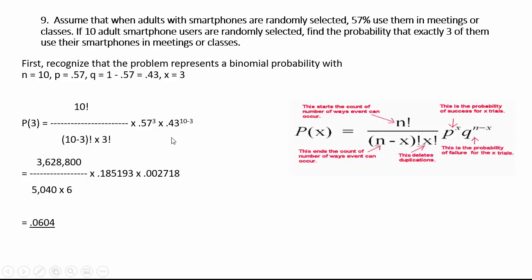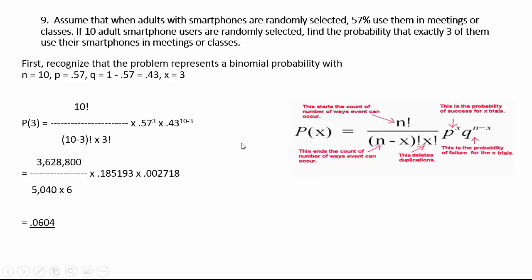And when you do all that, here's what you get for each one of those values. When you multiply it all out, you're going to get 0.0604, which is the probability that exactly 3 will use smartphones in meetings or classes. Okay, so that's how it works. It's just a simple application of the binomial formula.